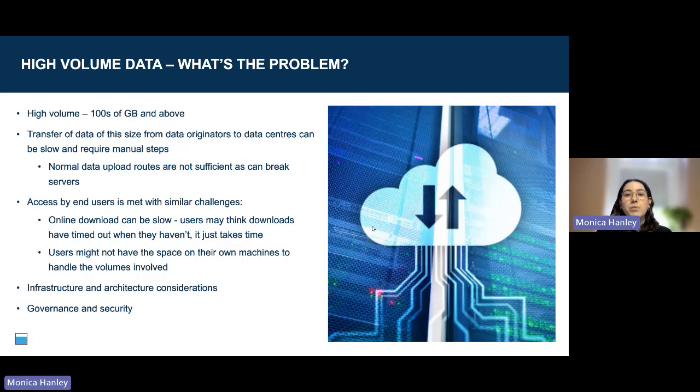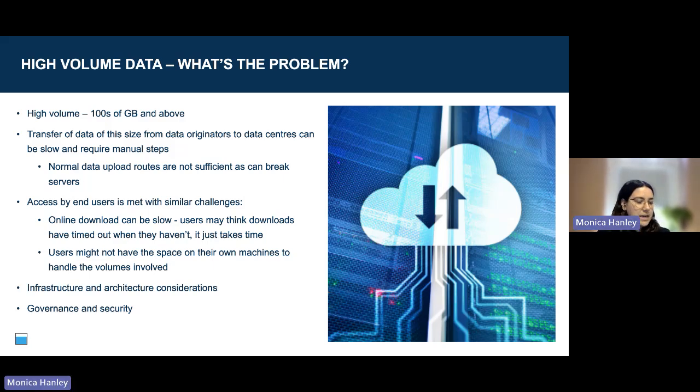So first and foremost, what are we talking about when we say high volume data, and what's actually the problem? So in this specific case, we're talking about 100 gigabytes and above. So I appreciate everybody has a different definition of what high volume is, but this is high volume on the basis of what we can handle within our systems here. And we're talking about going up to hundreds of terabytes worth of data.